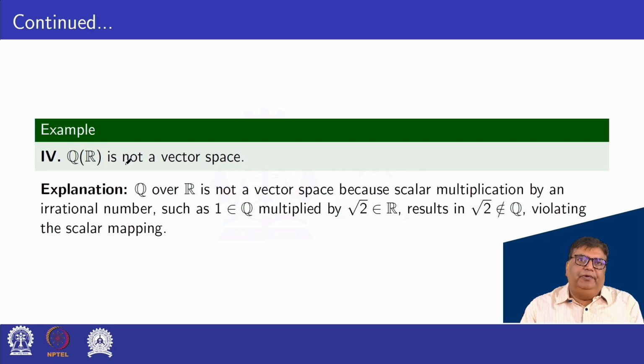Why? If we take two elements of Q, then after addition, the result also belongs to Q. But any element of R multiplied with an element of Q does not give an element of Q. For example, suppose 1 is an element of Q multiplied by root 2 belonging to R. Then root 2 into 1, that is root 2, does not belong to Q. Hence, external composition is not satisfied here, violating the scalar mapping. So, Q over R is not a vector space.